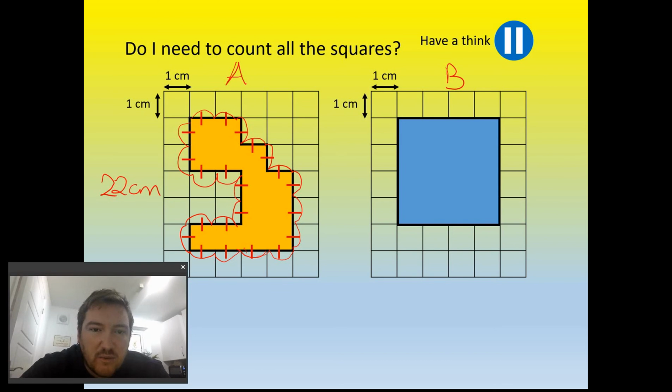We had to count up all the squares on this shape because it was in such a strange orientation and it wasn't what we call a regular shape. Now though, what about B? What did you put for that answer? Do we have to count every single square? Let's have a look.